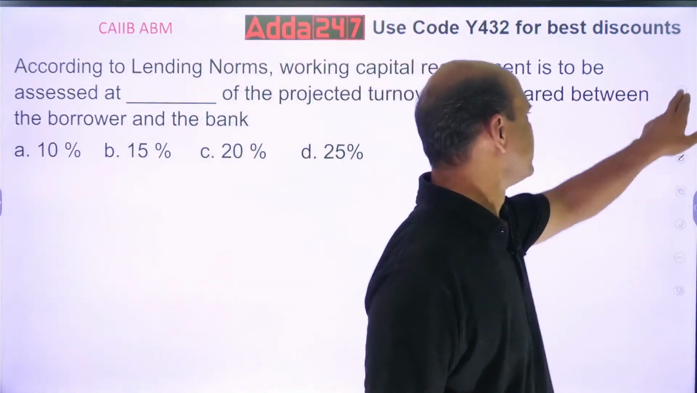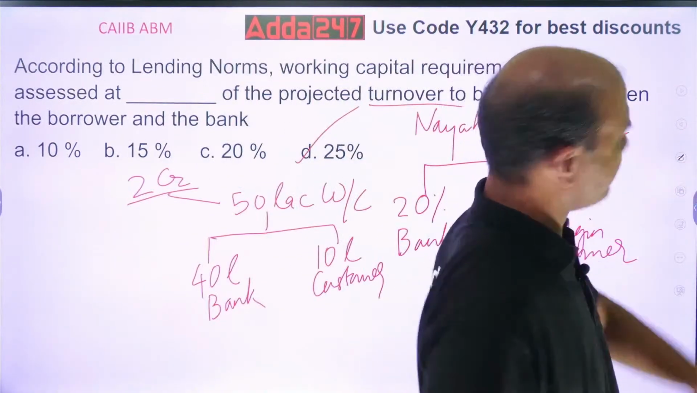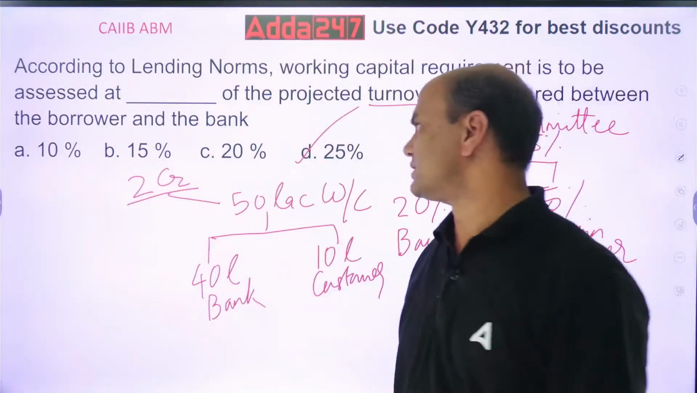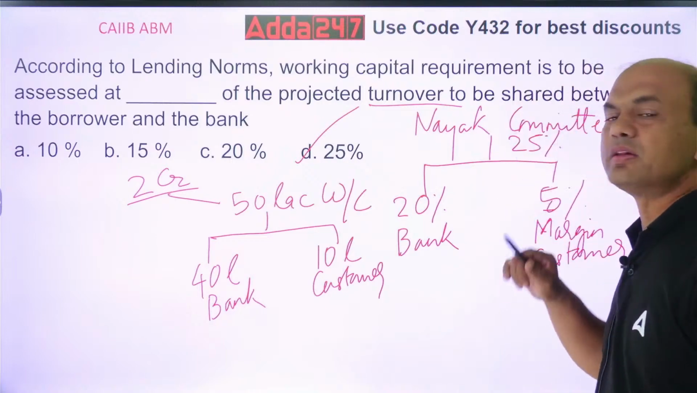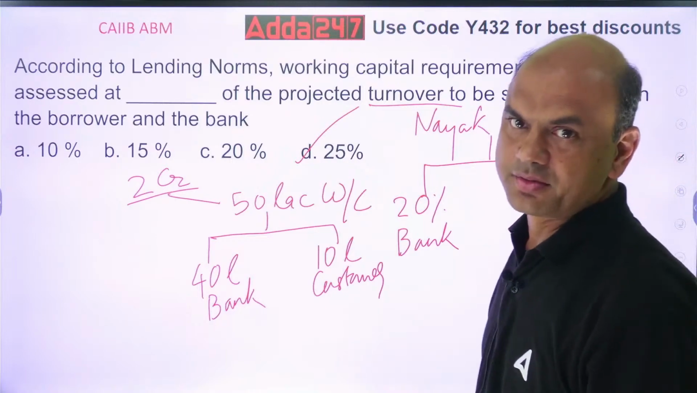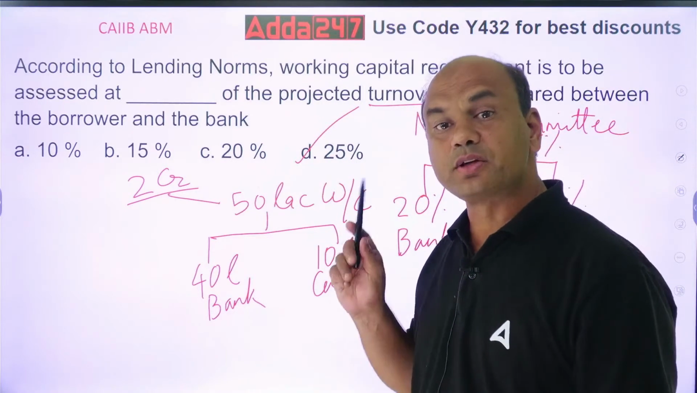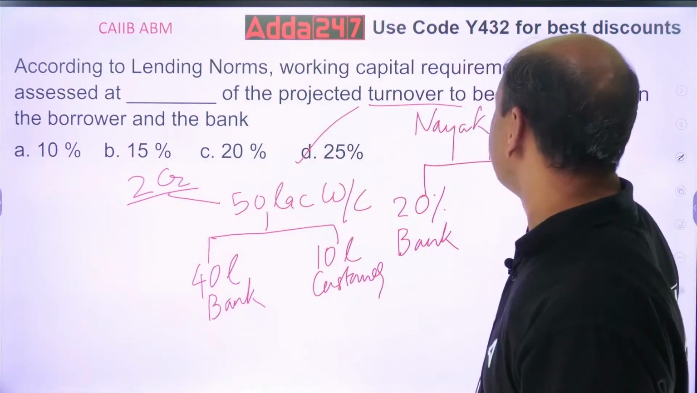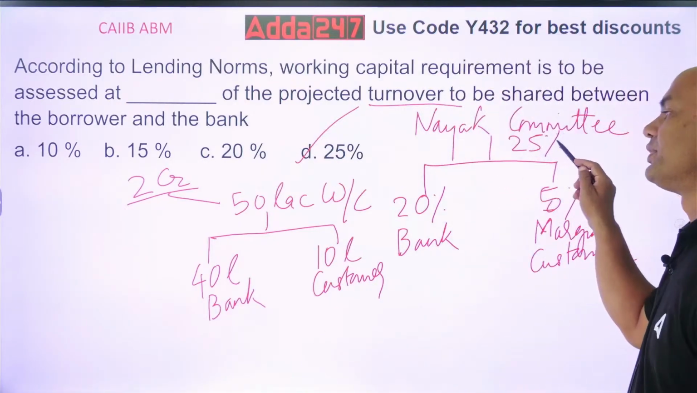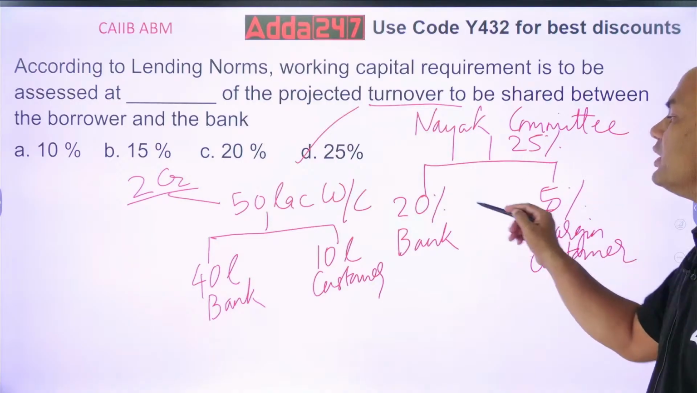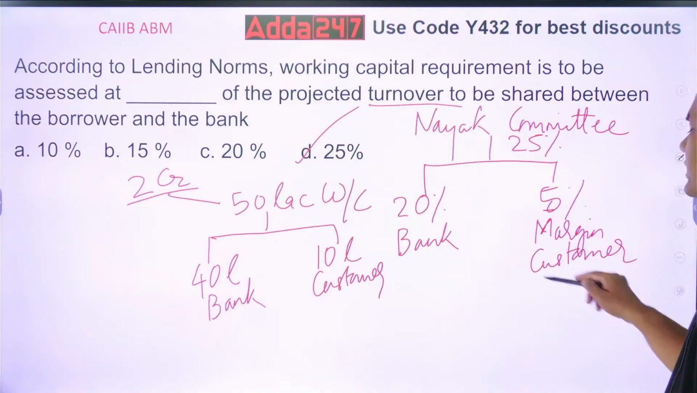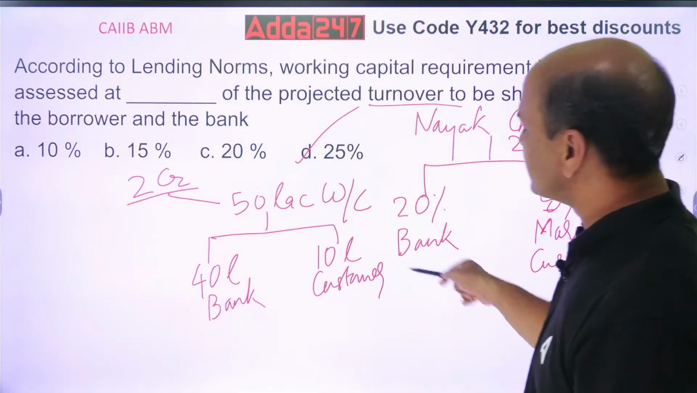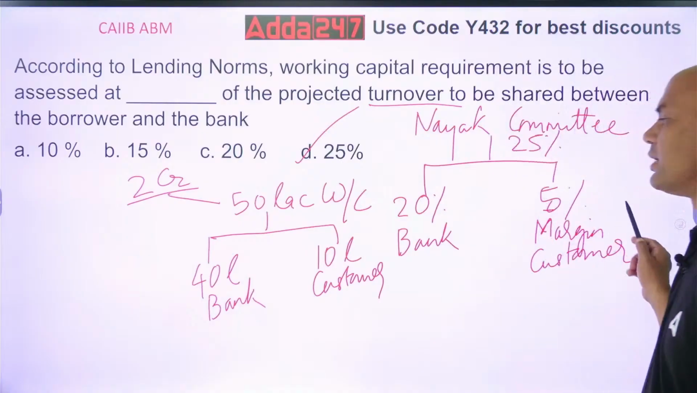Let me show you. See this. NAIK committee's method says that the total working capital requirement should be 25% of the turnover. Out of this 25%, 20% will be given by the bank and 5% will be the margin of that customer.